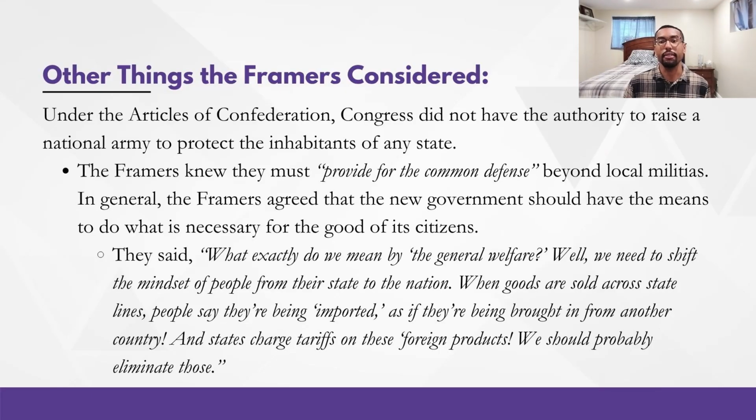The framers wanted a national government, so there would be peace in the homeland. But internal strife was not the only source of hostilities during the late 1770s and 1780s. Under the Articles of Confederation, Congress did not have the authority to raise a national army to protect the inhabitants of any state. The framers knew they must provide for the common defense, beyond local militias. In general, the framers agreed that the new government should have the means to do what is necessary for the good of its citizens.